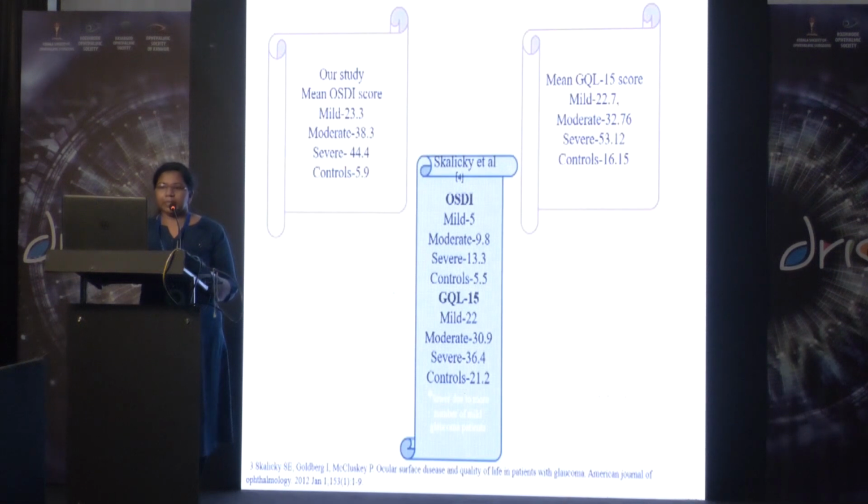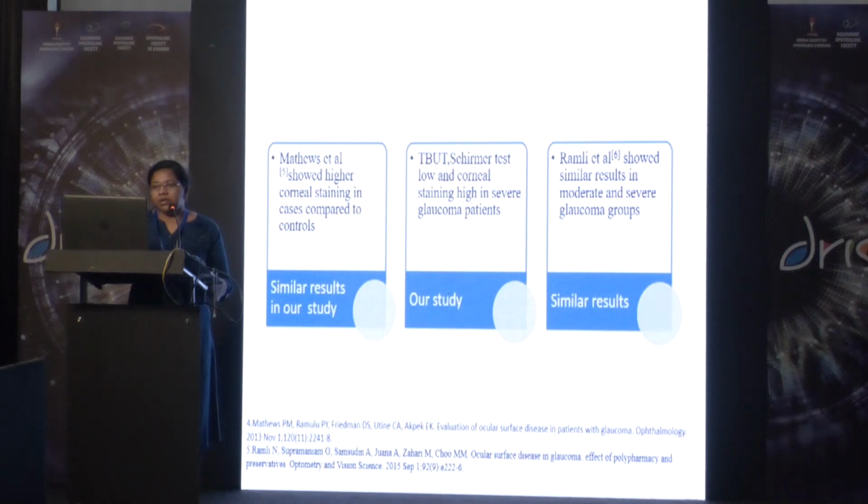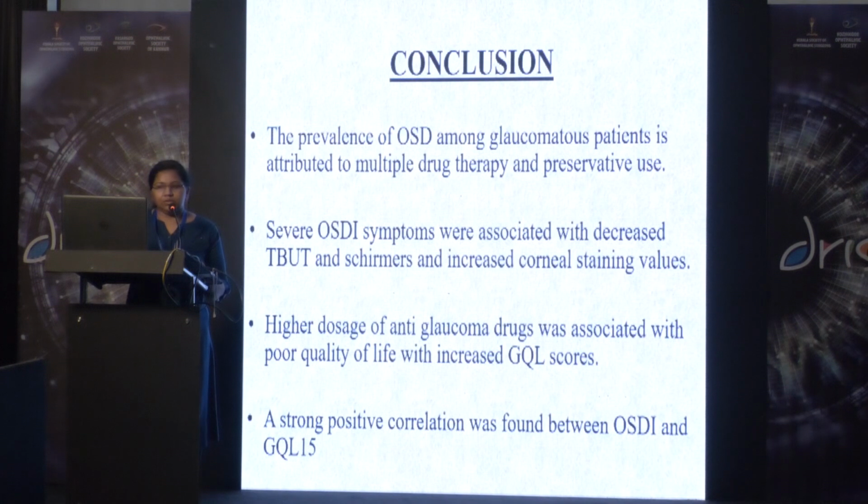Coming to discussion. In my study, the mean OSDI scores for mild was 23.3, for moderate 38.3, severe it was 44.4. This was higher compared to the other study done by Skalicki et al. One reason could be that they had more mild glaucoma patients, and the GQL score in my study was similar to that found in the Skalicki et al. study. TBUT and Schirmer test were low and corneal staining was high in severe glaucoma patients. This was similar to the studies conducted by Matthews et al. and Ramley et al.